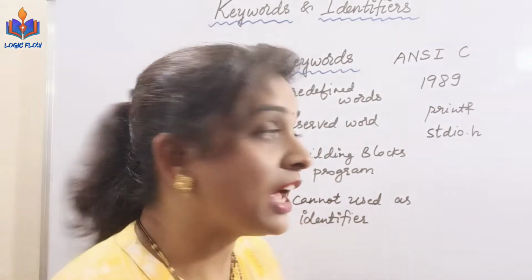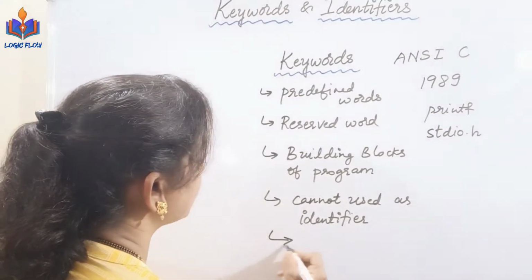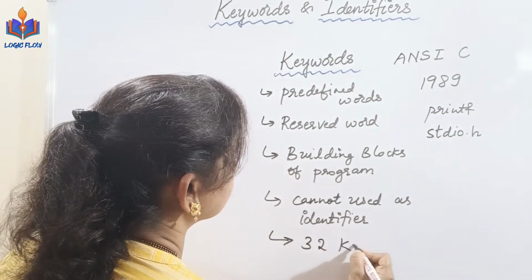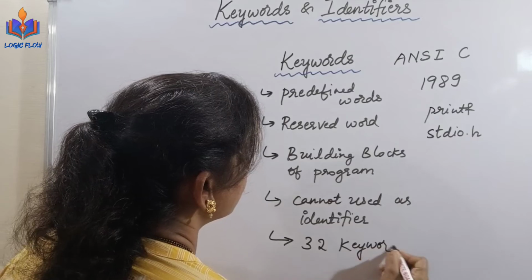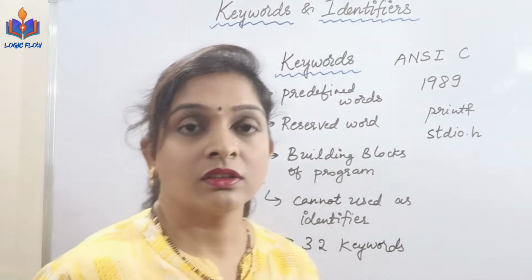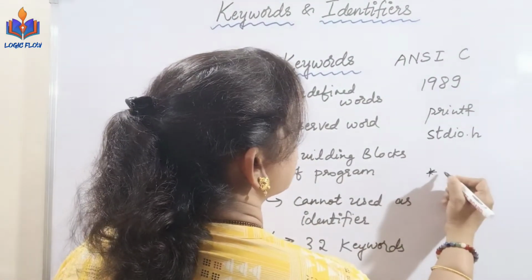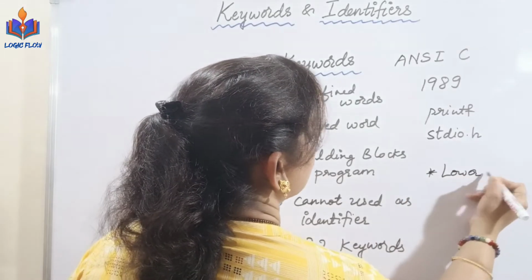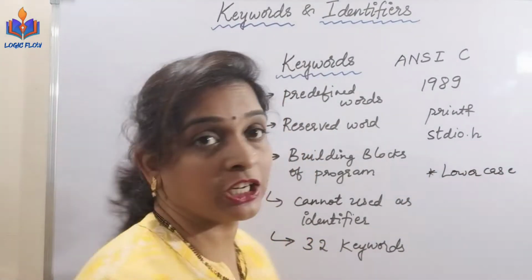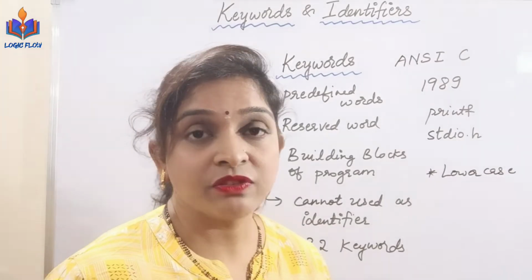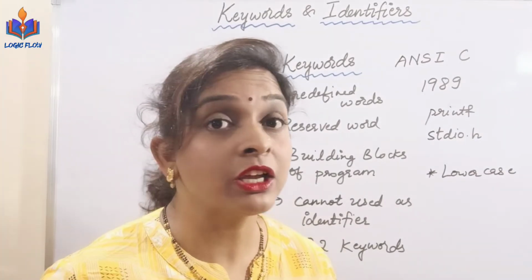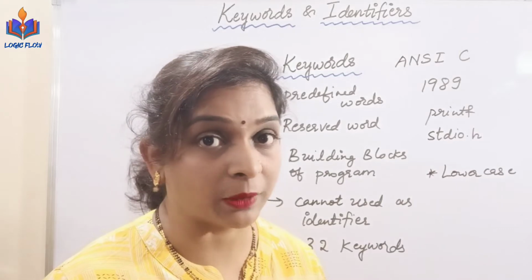We have many keywords, and in C, we have 32 keywords in total. All these keywords are in lowercase. That is one more point that we should know. All the keywords that we use in our program will be in lowercase. So it is case sensitive there.